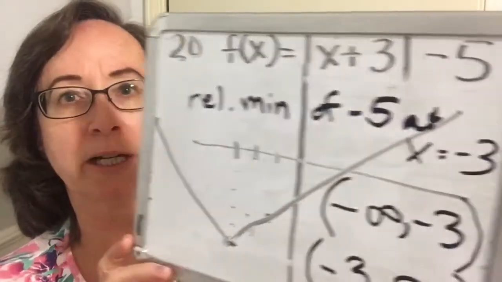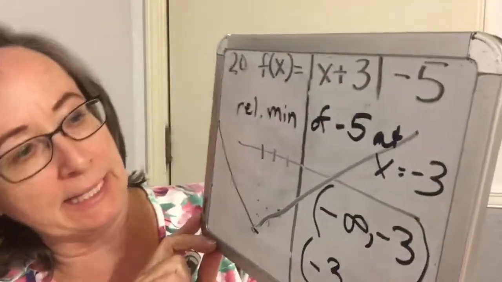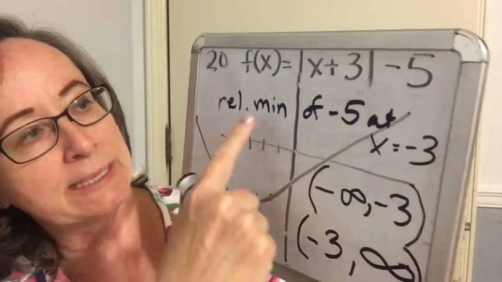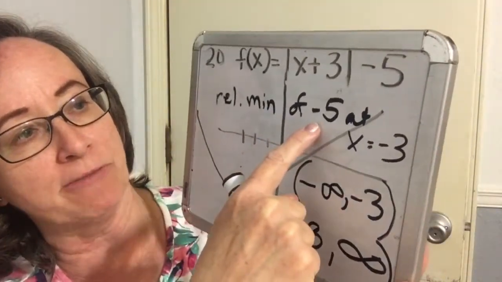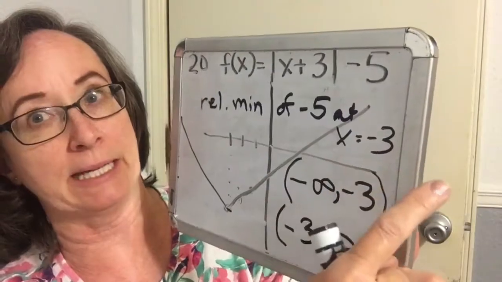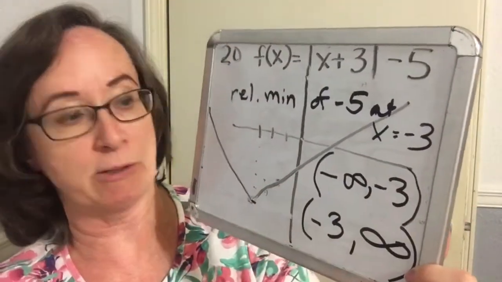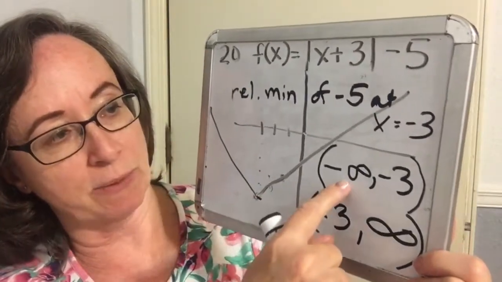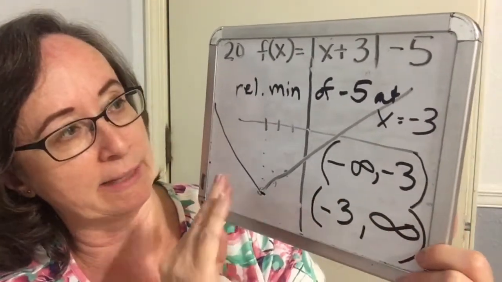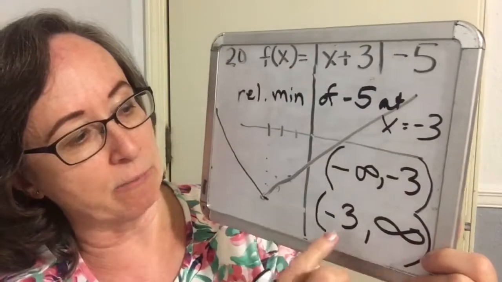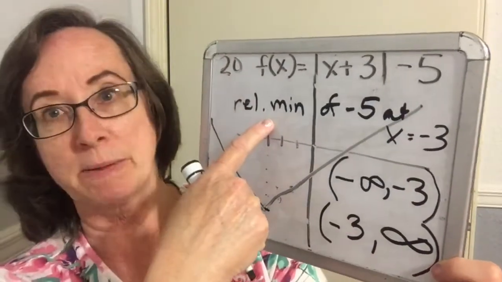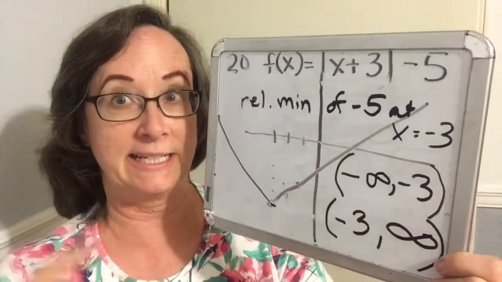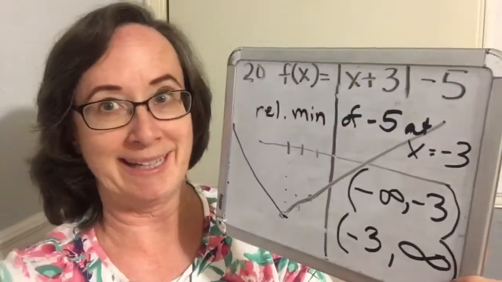So when I went over and looked and made sure that I had the answer right, I noticed that they also put relative minimum of -5 at x is equal to -3. So I forgot we were supposed to give the area that it is decreasing, which is from here to here, and the region where it is increasing, which is from here to here, and then we're supposed to talk about relative mins and maxes also. So that was an additional point on number 20.